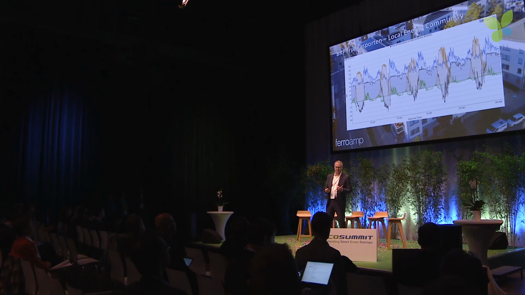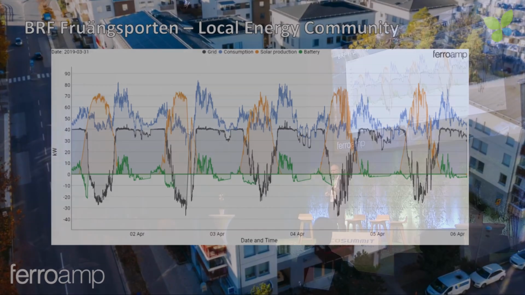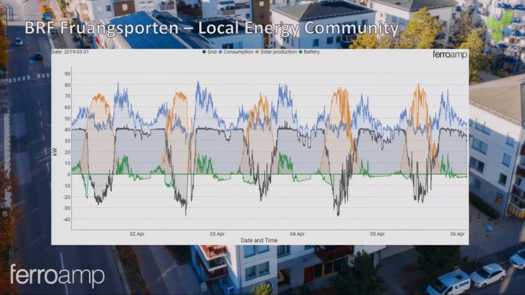So how does this work? Like this. This may require some explanation. The blue trace is the consumption, yellow is production, green is the battery, and the black is the net grid import or export. What we can see here is that even though they have load peaks exceeding 80 kilowatts, they have capped the grid import to 40 kilowatts. And that gives a 50% reduction in the grid costs for this customer.